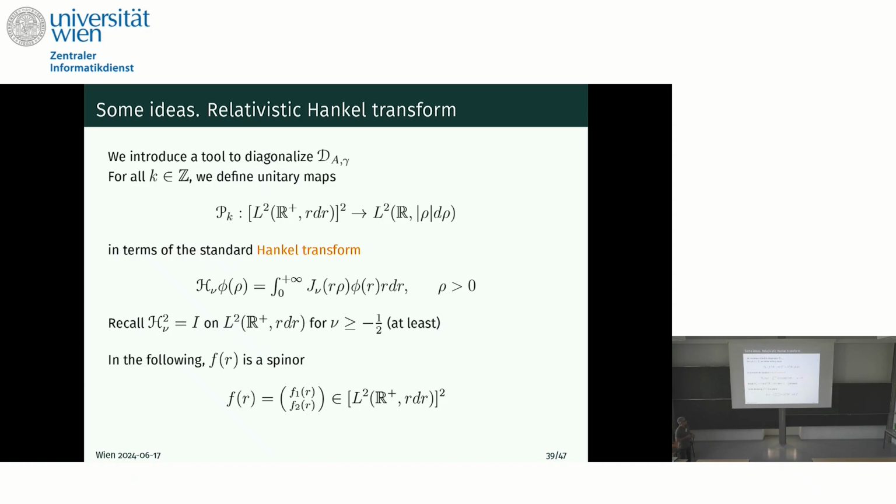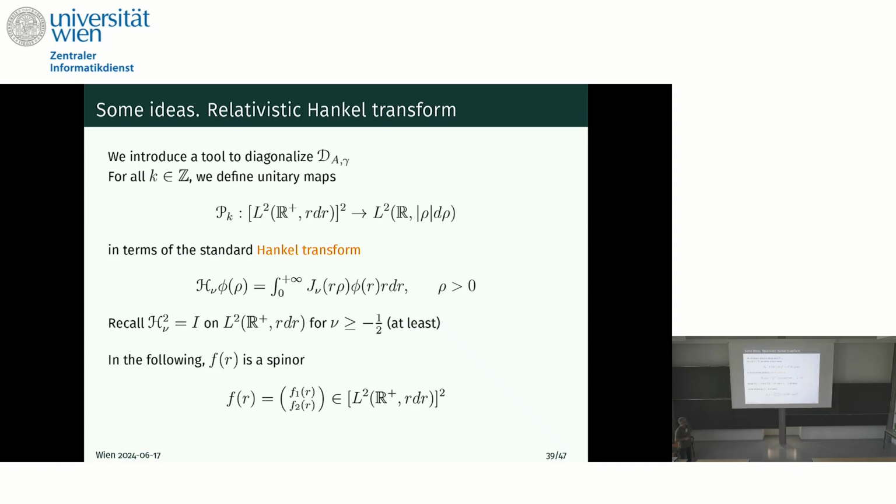The standard Hankel transform is this one. There are several definitions, but this one is perfect for us. And this is a very nice theory for nu larger than -1/2. Actually, if I'm not mistaken, this is a unitary operator, whose square is the identity. This is true for nu strictly larger than -1, but this is not written anywhere, so please check. We only use -1/2, but this should be true up to excluding -1. Anyway, this is a standard Hankel transform.